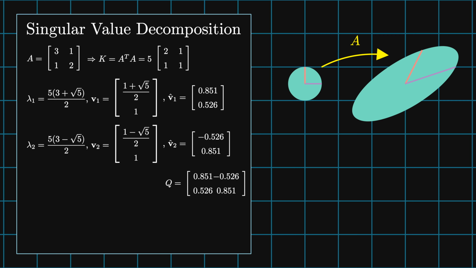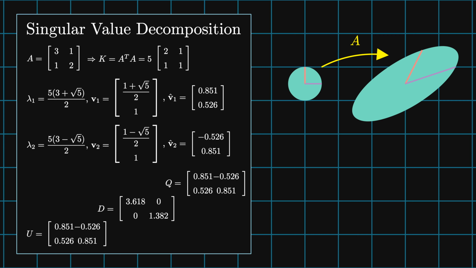So our matrix Q is the matrix of unit vectors of the gram matrix, and the entries of D are the square root of its eigenvalues. We can use our formula ui equals A times qi divided by sigma i to find the columns of U. We get U equals 0.851, minus 0.526, 0.526, 0.851.